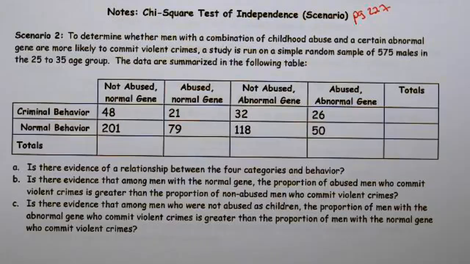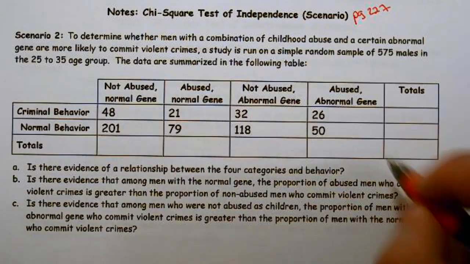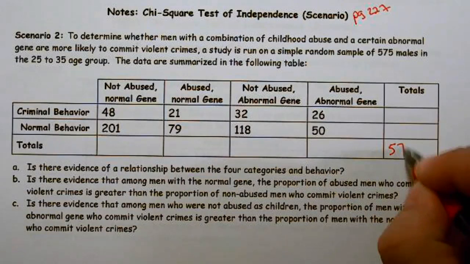All right, this is a chi-square test of independence, scenario 2, page 227 of your notes. Determine whether men with a combination of childhood abuse and a certain abnormal gene are more likely to commit violent crimes. A study is run on a simple random sample of 575 males in the 25 to 35 age group. The data are summarized in the table below.